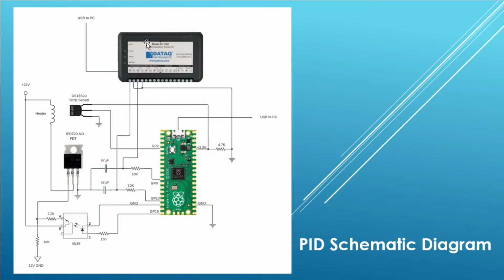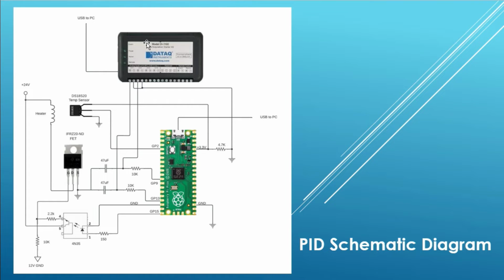The 4N35 opto device and the field effect transistor amplify the pulse width modulated signal from the Pico to control the heater. The Pico creates two other pulse width modulated signals that are processed by low pass filters, which are nothing more than 10K resistors and 47 microfarad capacitors. One of these signals represents the set point being requested by the Pico, and the other is the temperature of the heater. These signals are processed through the data acquisition device and plotted on the PC.